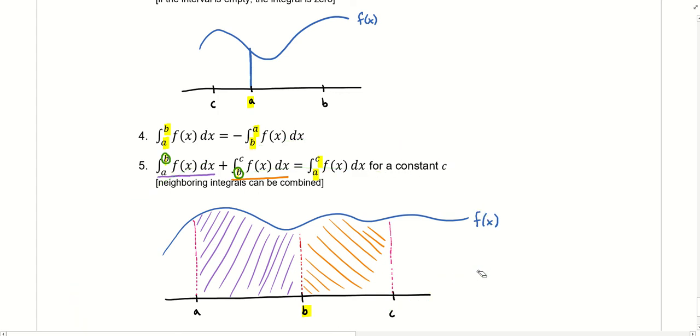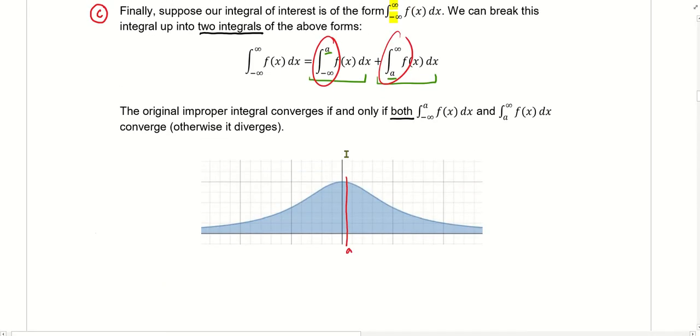It does, as we just saw, because this is essentially what we're doing here. So this is our original integral. We want to break it into two, so we're picking some arbitrary point A in between negative infinity and positive infinity, and we're using that to break up this big integral into two manageable integrals. So that's where we see that property.